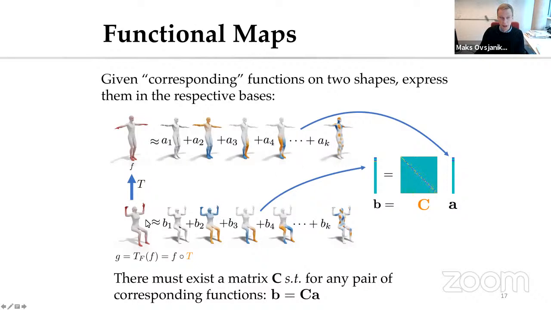Now, if I have another shape that is in correspondence to this one, and I have the corresponding function on this shape, then I can represent it as a linear combination with respect to the basis functions of this shape. And what you can show is that there's always a matrix C such that if I take the coefficients of the function f and stack them as a vector, then the coefficients of this function g, also stacked as a vector, must be represented as some matrix C times this vector A, right? And this matrix C is what we call the functional map.